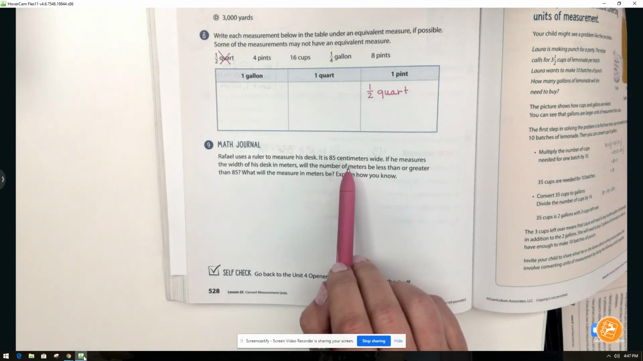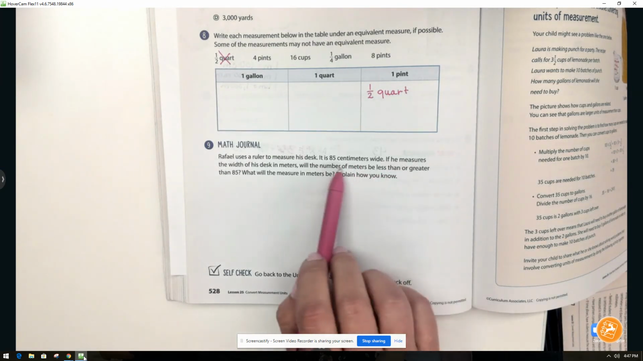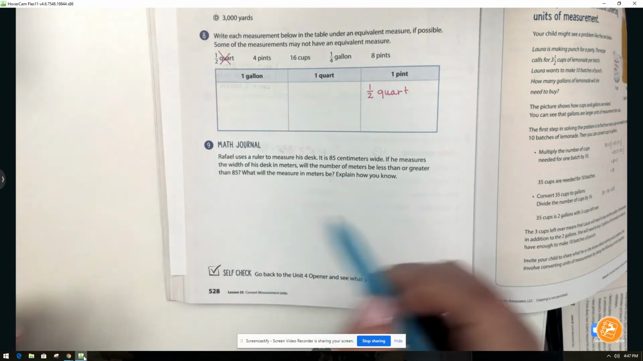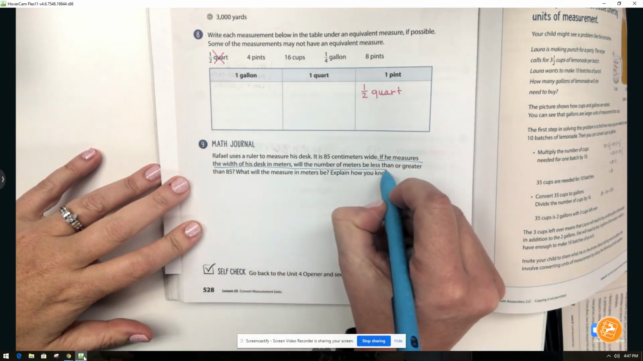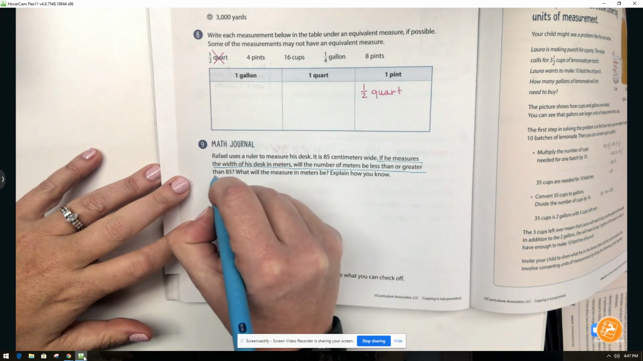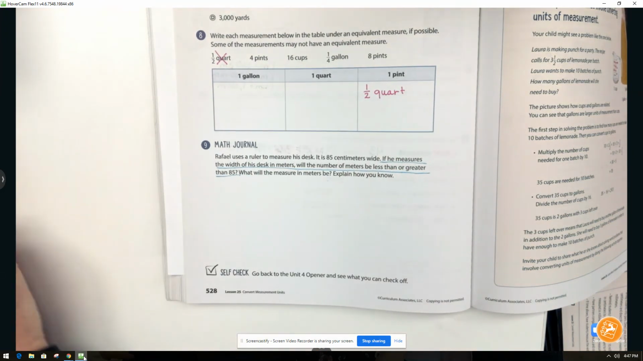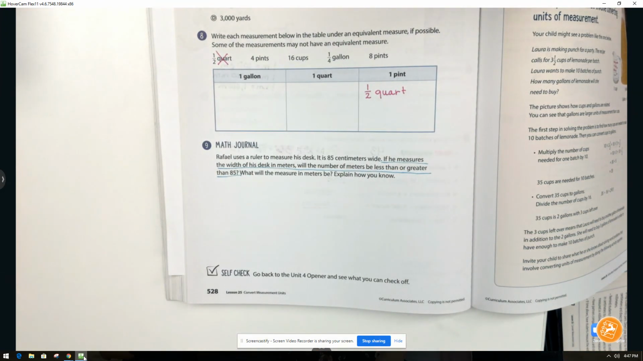Then you're going to decide, it's asking you again, if he measures the width of the desk in meters, will the number of meters be less than or greater than 85? So you're going to tell me if they will be less than or greater than, and then actually solve the problem. And that is the end of this session.